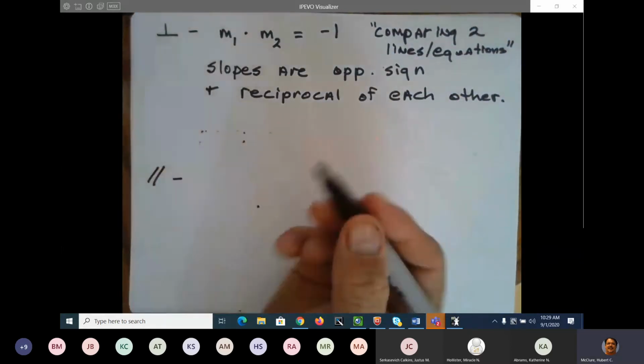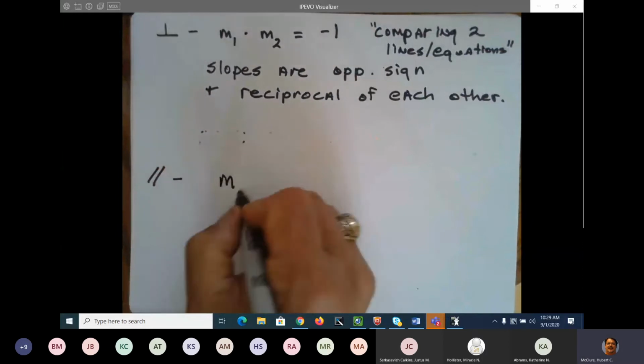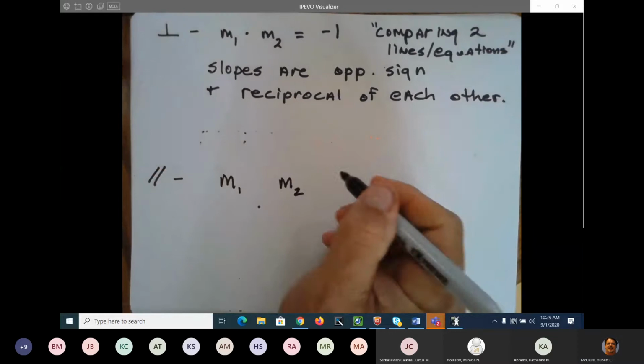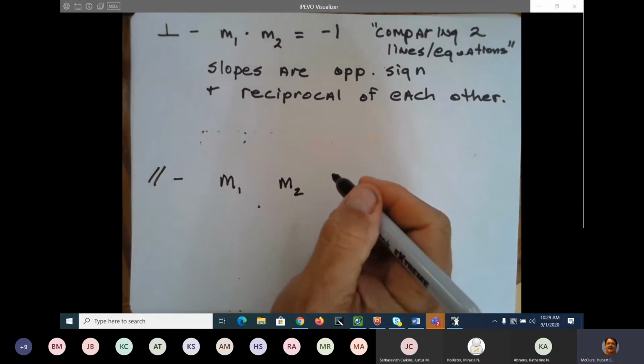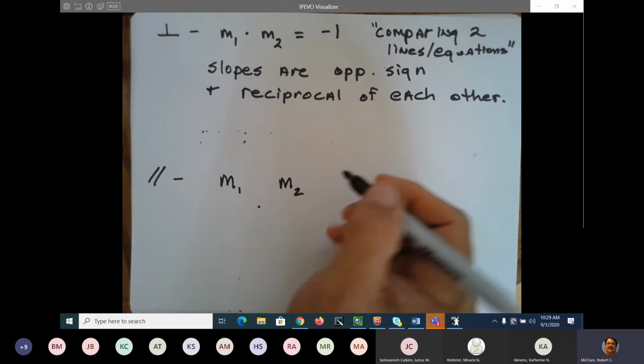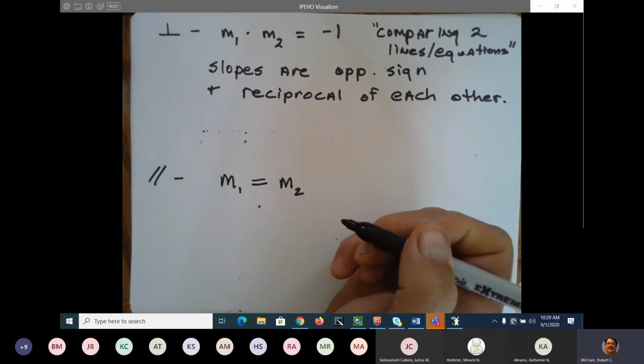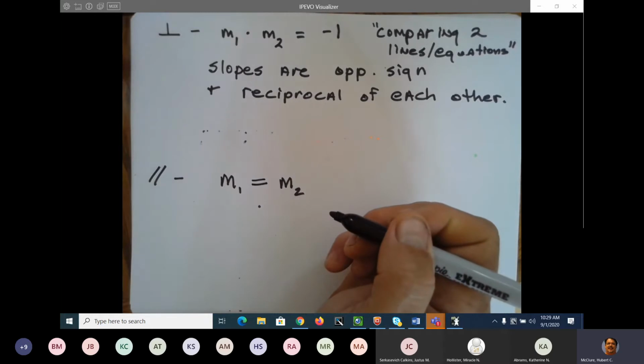Parallel lines, the slopes are what? Can anybody answer what the 2 slopes are for parallel lines? Okay. They are equal. The same. Good, Miss Hollister. That is correct.